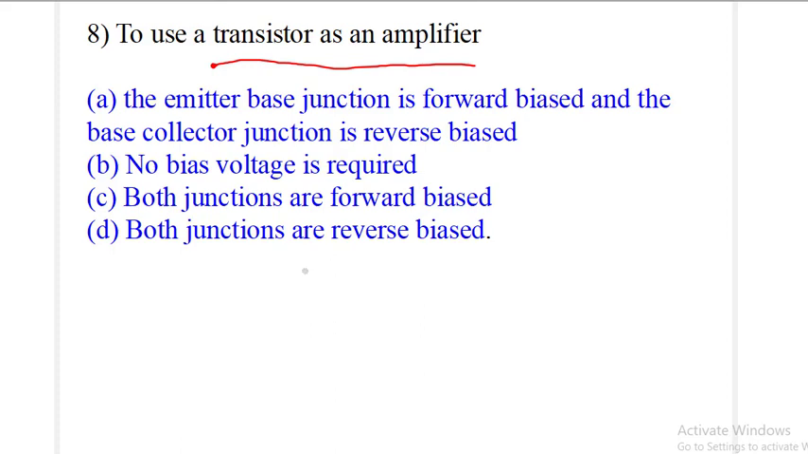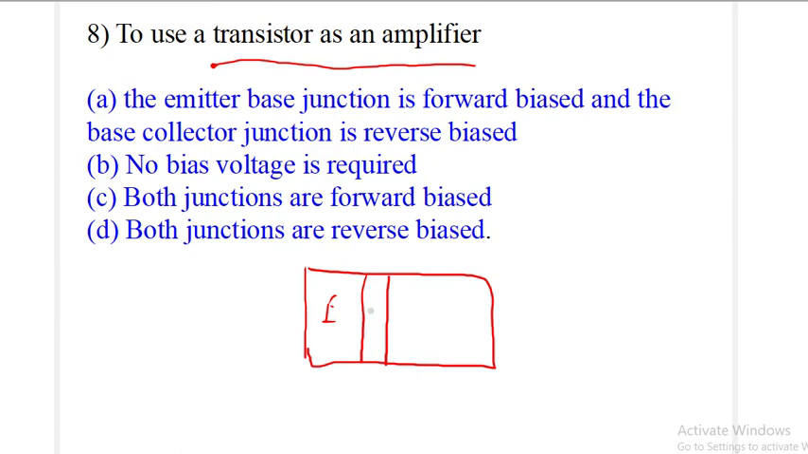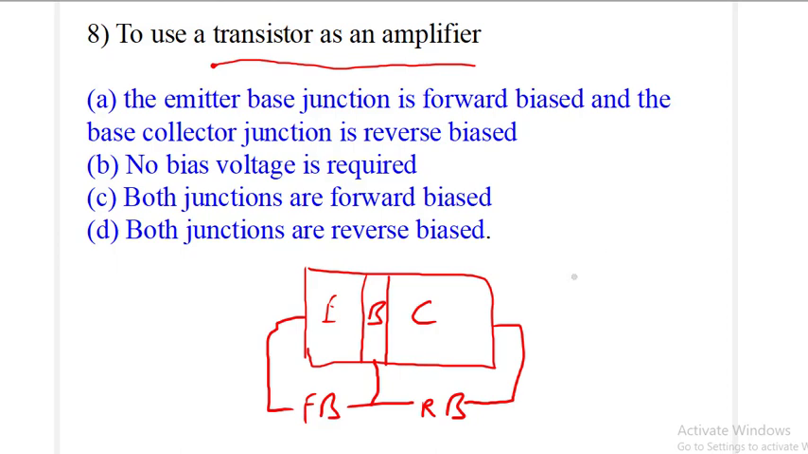So remember students, for the proper functioning of a transistor, we have 3 regions. Let us assume this is emitter, this is base, and this is collector. The emitter base region should always be forward biased, whether we have a PNP or an NPN transistor, and the collector base should always be reverse biased, whichever configuration it is. So the answer is A in this case.